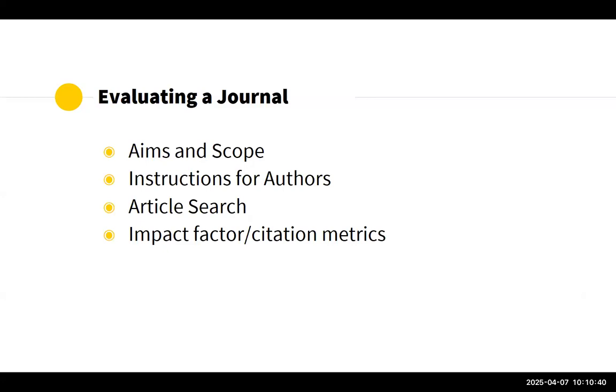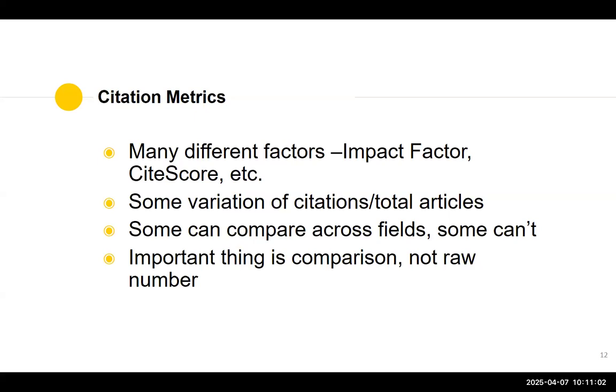All right, so you have a list of journals that you think are relevant and you think might publish your article. So how do you get to evaluating it? I'm going to start at the bottom with impact factor or citation metrics. You've probably heard of impact factor before. Many journals have this listed on their website.